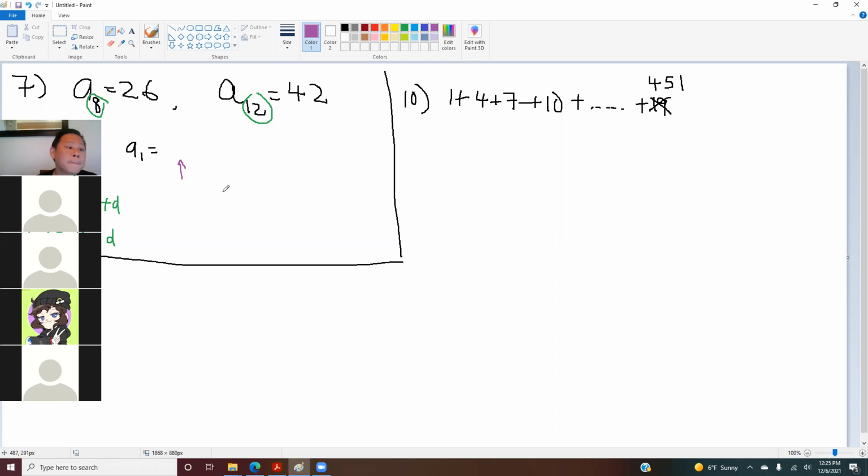You do A8 minus A1 is equal to 7D. Yep. The gap is 7 because 8 minus 1 is 7. A8 is 26, and he doesn't know A1. 7 times D, and D is 4. Okay, because you found out early on that your D is 4. So again, you can solve for this. This is not that difficult. So what is A1 in this case?